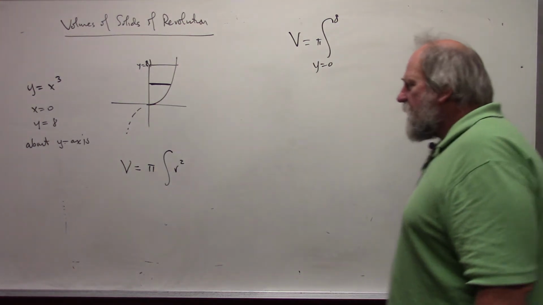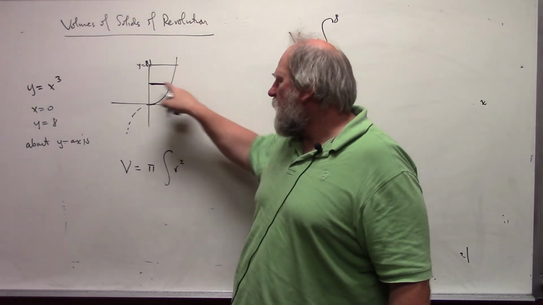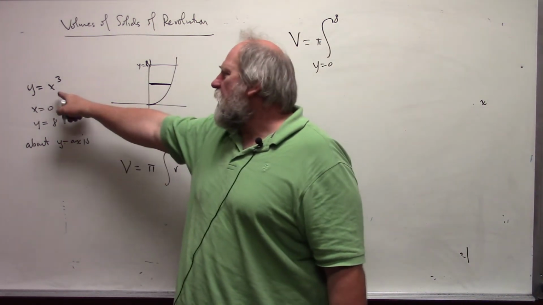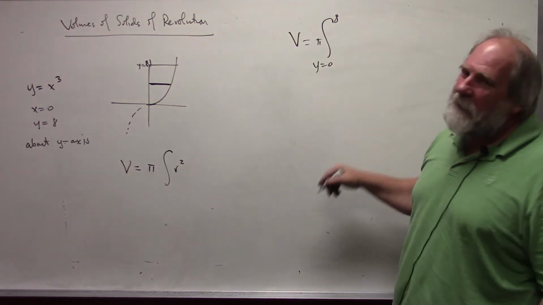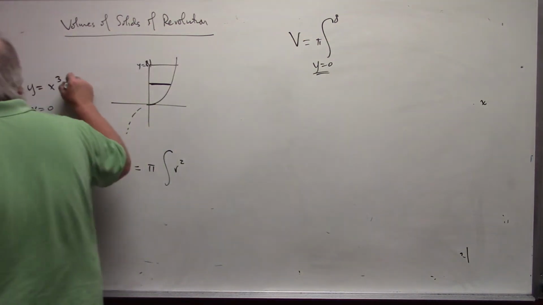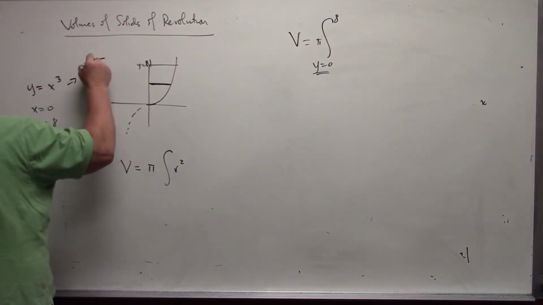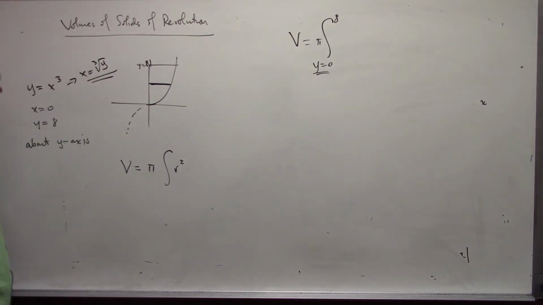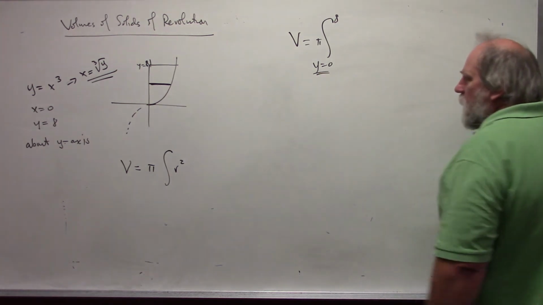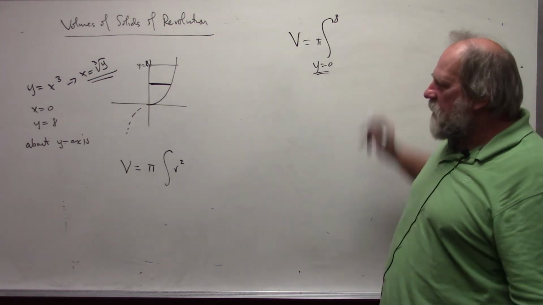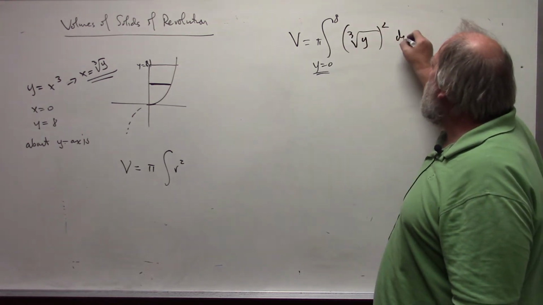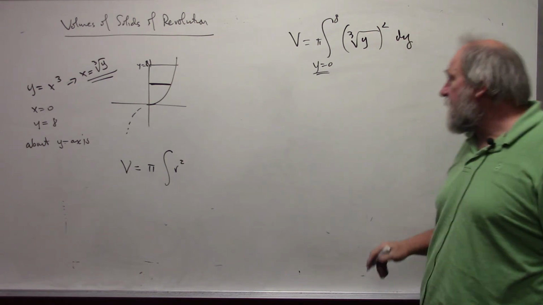And my radius is now the distance to the curve, the length of this rectangle. Now my function is y equals x cubed, but the variable is y, so I have to switch this. This becomes x is equal to the cube root of y. Remember we talked about this in the previous video. The variable on the inside has to match the limit, so I can't use x cubed in here. This would be the cube root of y, quantity squared dy, and now everything matches up nicely.